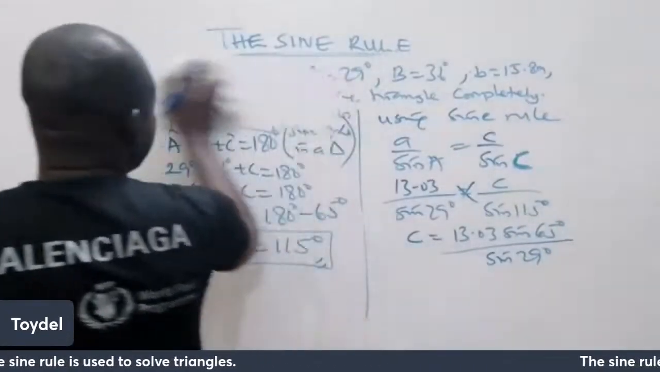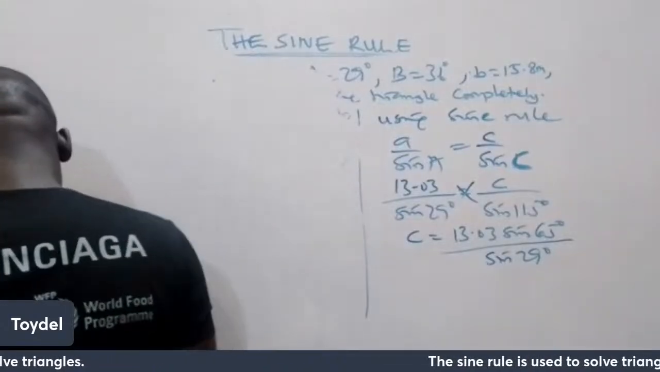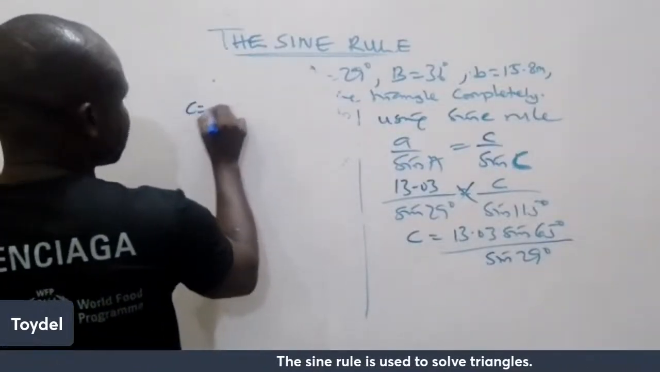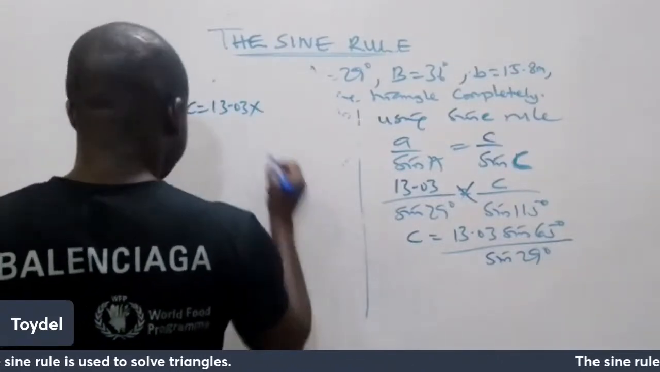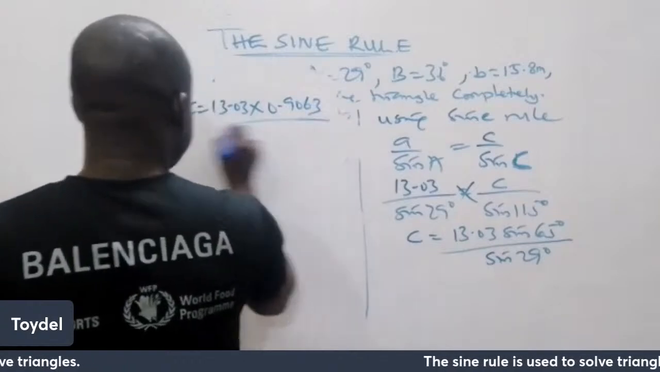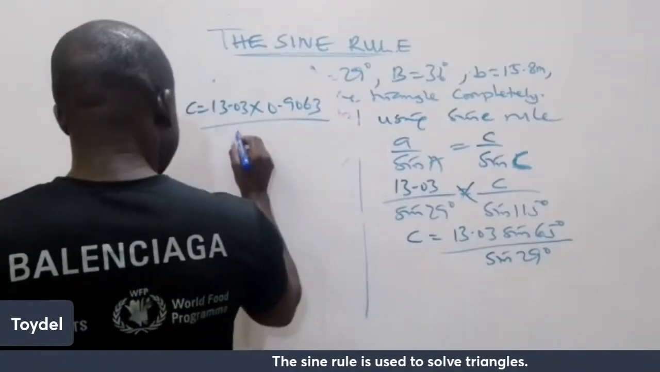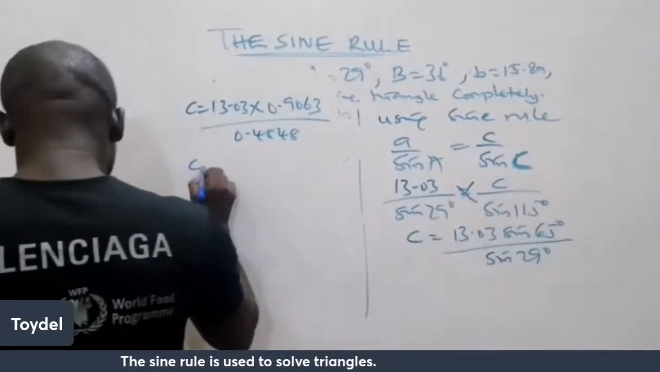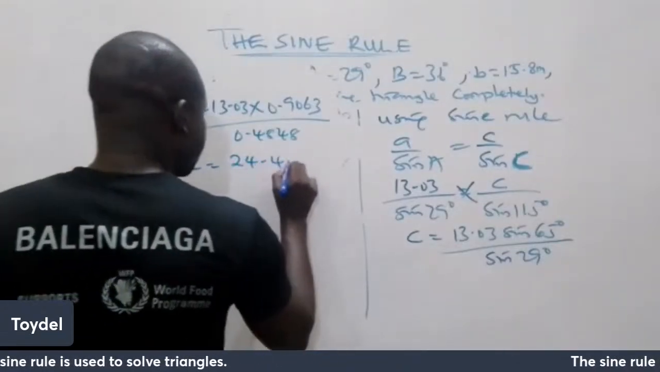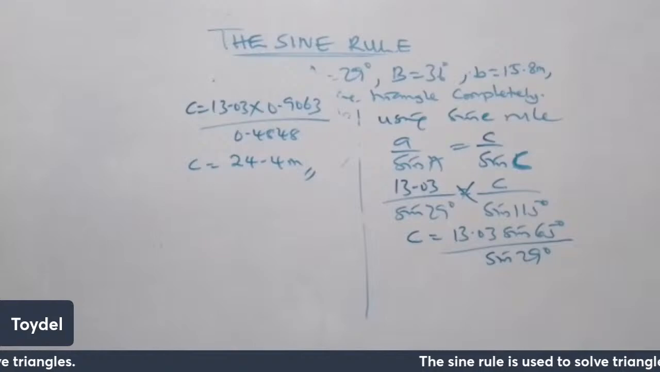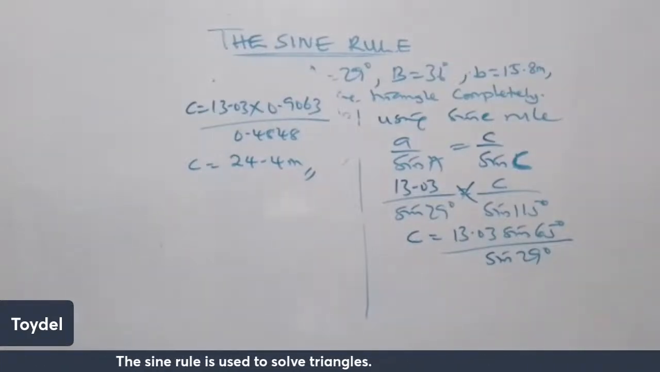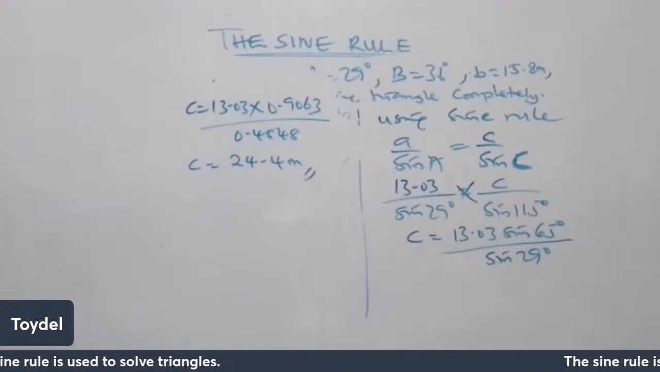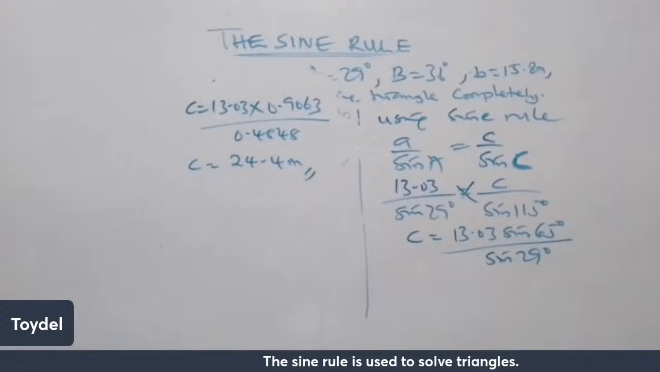So if we do that, we are going to get C to be equal to 13.03 multiplied by, what is sine 65, or sine 115? It will be 0.9063 divided by sine 29, which is 0.4848. So C will now be equal to 24.4 meters. If you check, you use your calculator and get the answer. So we have been able to solve completely. We are given two angles and one side, so we have been able to find the two sides and the remaining angle. And that is what we are asked to do, and that's what we have done.